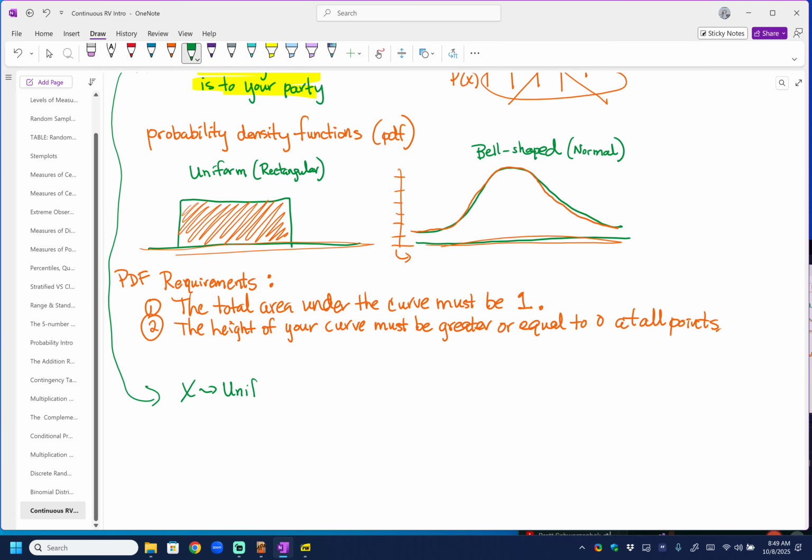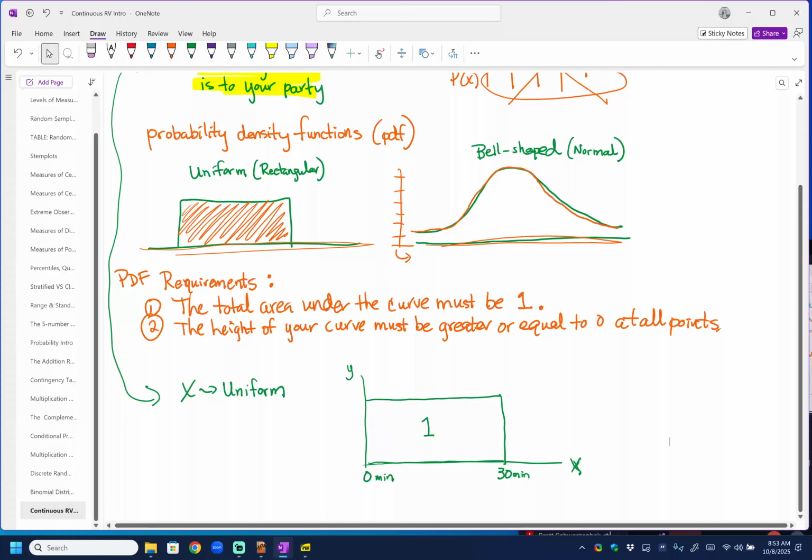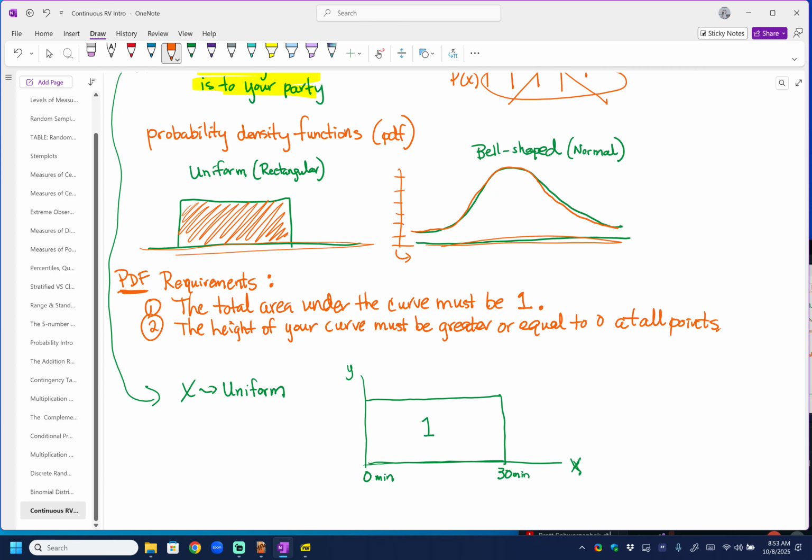Okay, so what does that look like? On a graph, here's our x and y axis. We're going to let this graph be uniform, and the values that x could possibly span are anywhere from 0 to 30 minutes. Suppose that you know for a fact that this is a probability distribution function. That means that both of these requirements must be met.